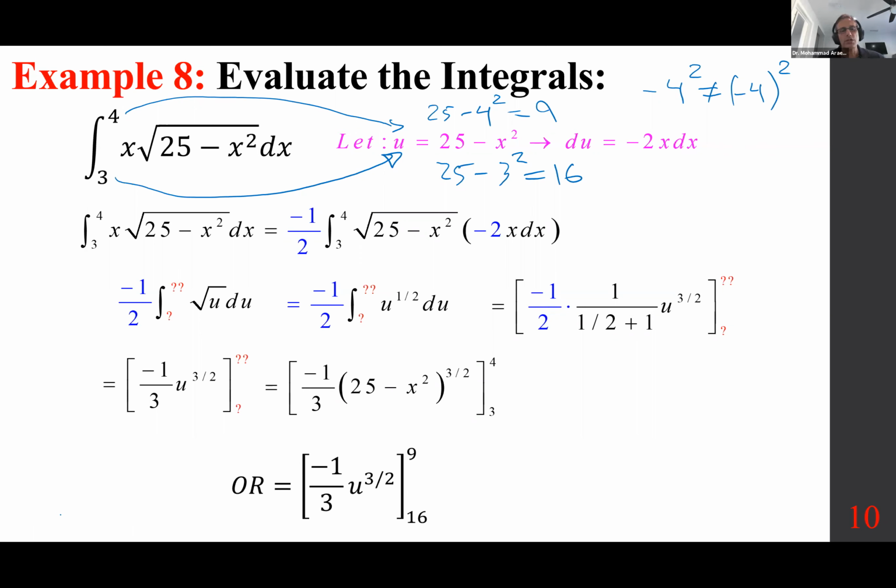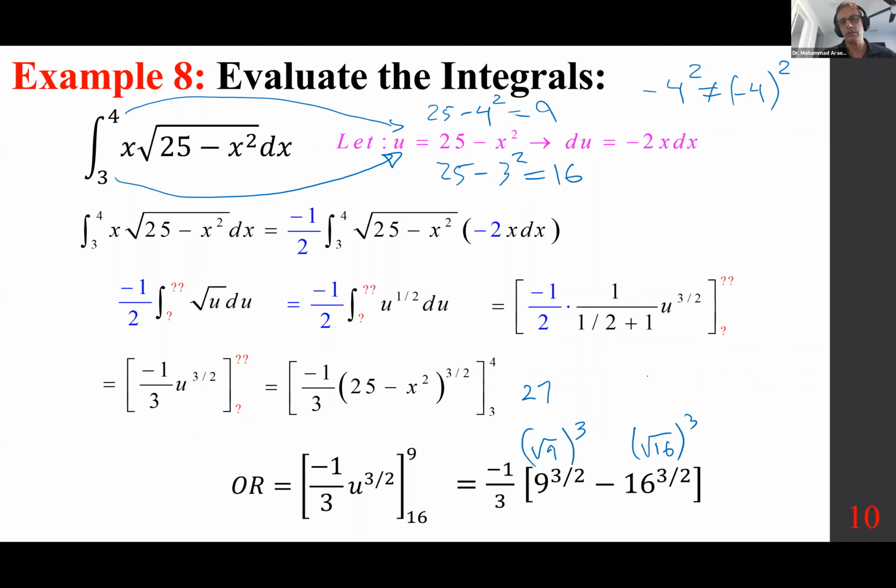We can write it as such and replace the u. As I mentioned before, this is square root of 9, which is 3. Cube it, you get 27. Square root of 16 is 4. Cube it is 64. 27 minus 64 is minus 37 times negative 1/3 makes it positive.